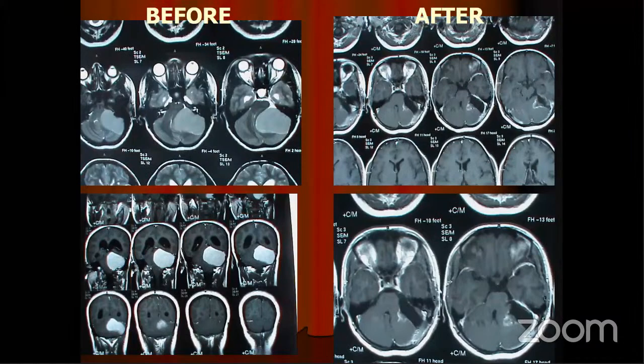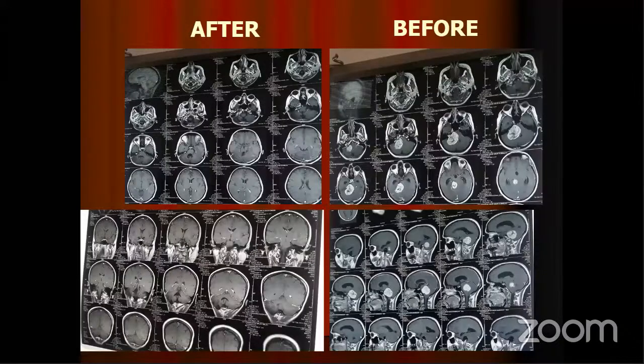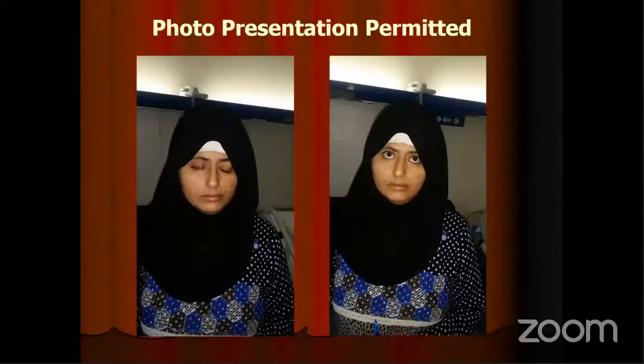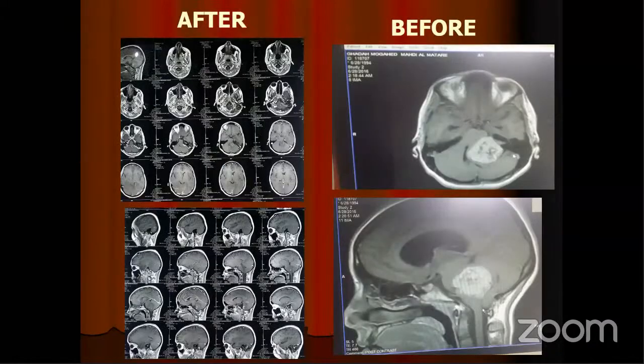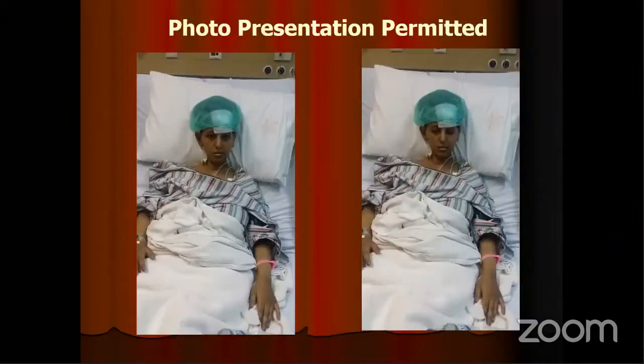This is a very large posterior fossa surgery, CP angle, and you can see the patient post-operative has very mild facial palsy. And this is another case with the patient post-surgery. You can see the patient has no facial palsy because of the complete dissection of the facial nerve.